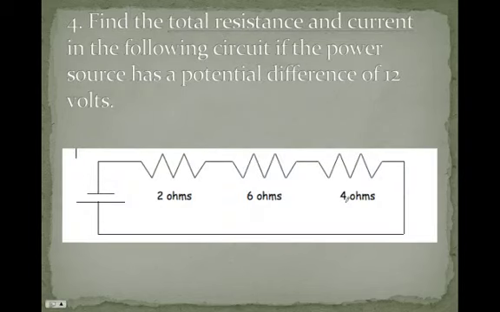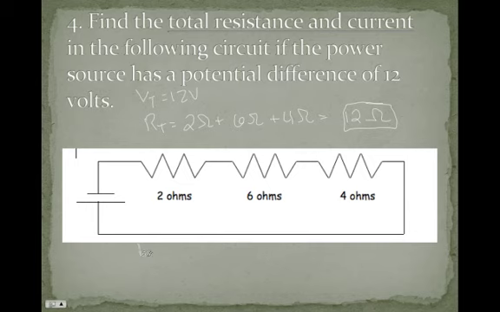Question 4. Find the total resistance and current in the following circuit if the power source has a potential difference of 12 volts. So our total voltage is 12 volts. Our total resistance in this circuit, because it's a series circuit, we just add them up. So 2 ohms plus 6 ohms plus 4 ohms. Nice, simple 12 ohms. So there's one of our answers, the total resistance.